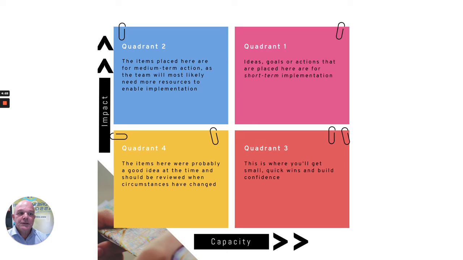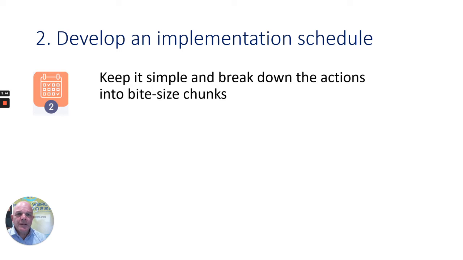The top left, in quadrant 2, shows the ones that are going to need a bit more investment, a bit more time. The ones in quadrant 4 are the ones that probably need a rethink. And the ones sitting there in quadrant 3 are probably the low-hanging fruit, where you may not get the biggest impact, but you're certainly going to get some quick results, and that builds confidence.